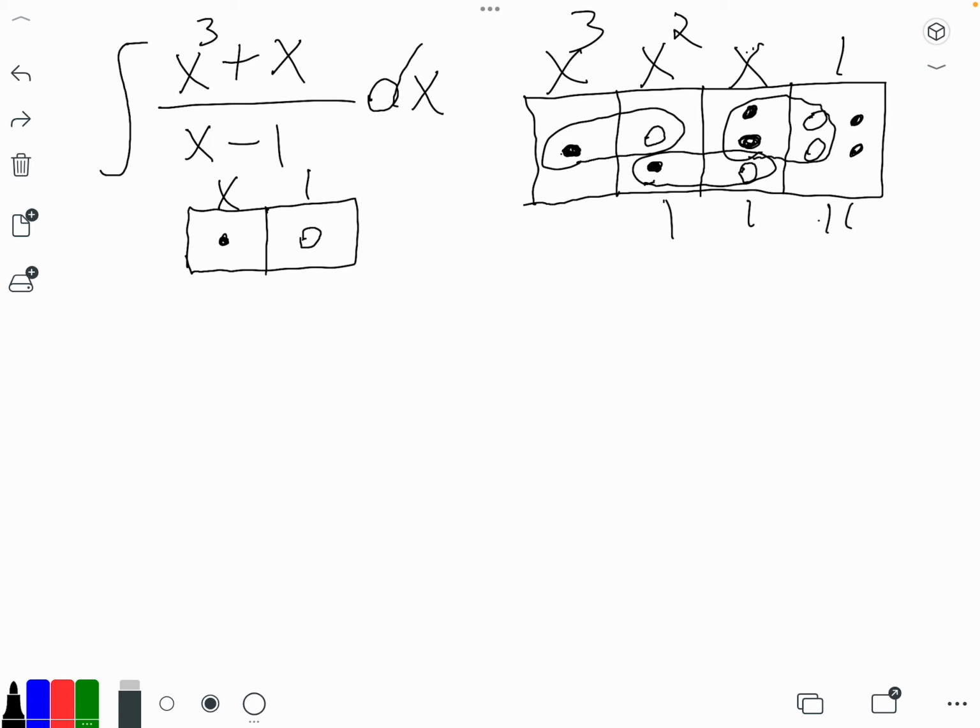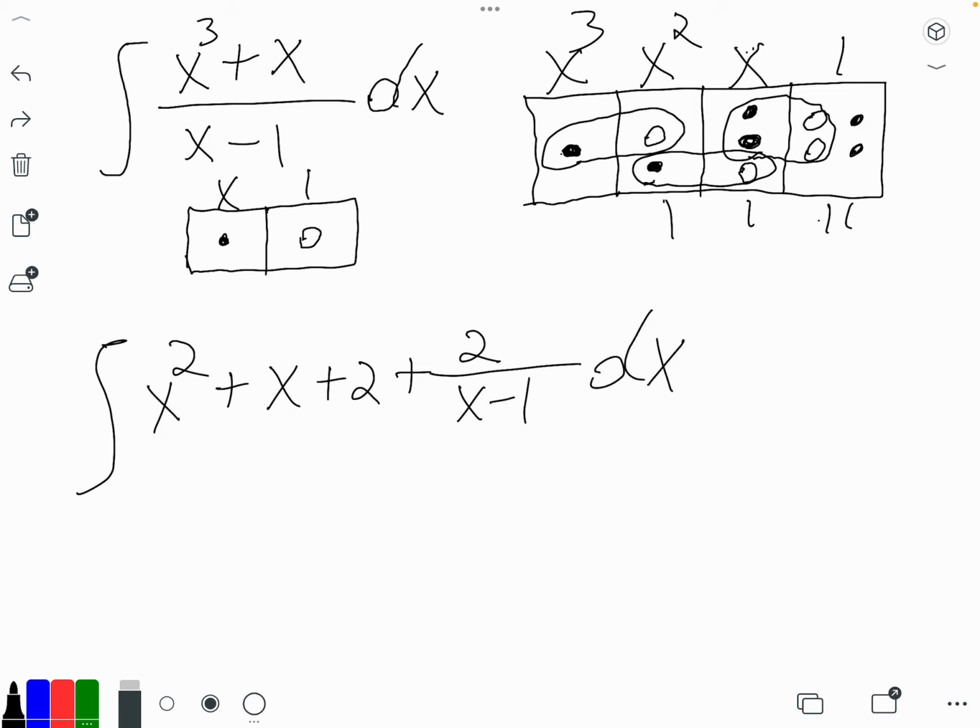So what do we have? We have 1x squared, 1x, and then we have the two dots that are still waiting to be divided by x minus 1. So we can write our integral as the integral now of x squared, plus x, plus 1 at the x box, and then we have 2 at the ones, so plus 2, but then we have plus 2 more dots, still waiting to be divided by x minus 1.